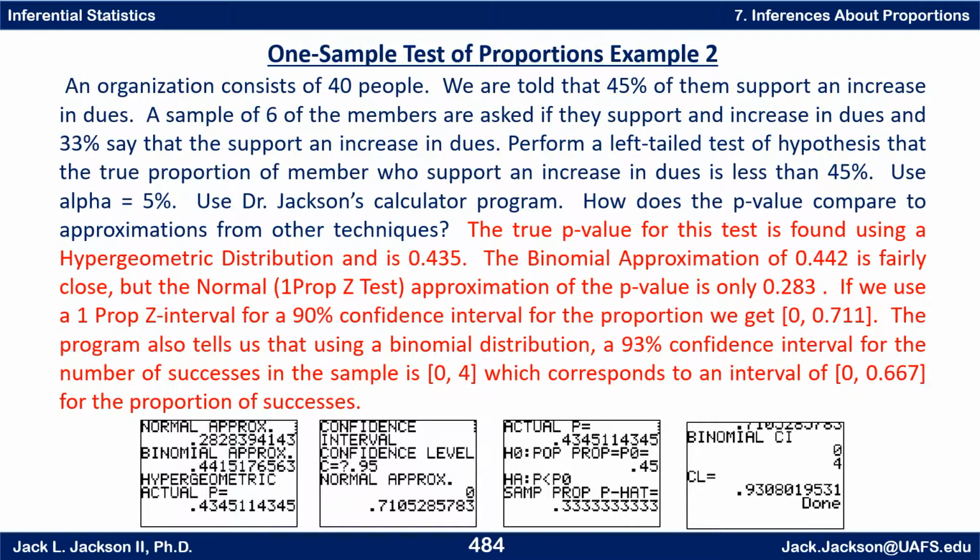So the true p-value found from the hypergeometric distribution is 0.435, which is huge. So there is not enough evidence to reject the null hypothesis. And the 90% confidence interval is huge there, pretty wide, really wide, and certainly includes the hypothesized 45%. So we do not have evidence to reject their claim.